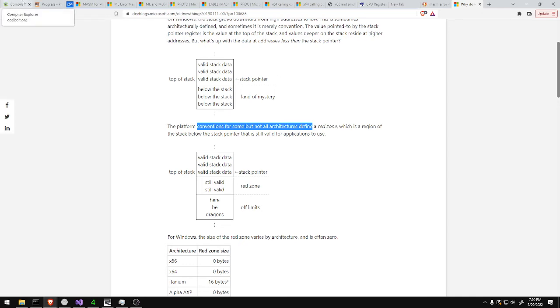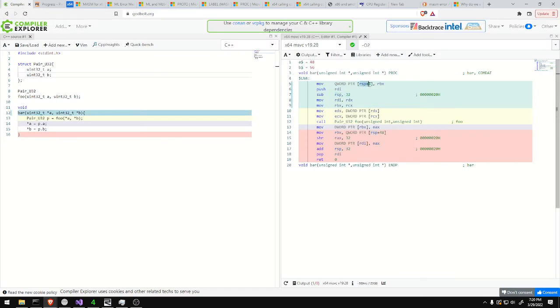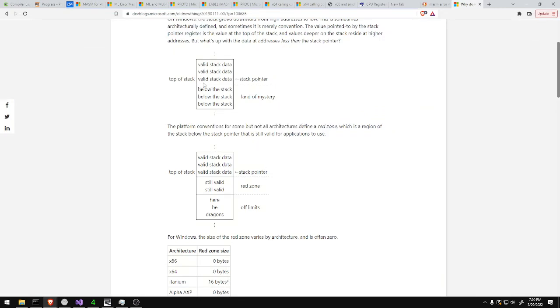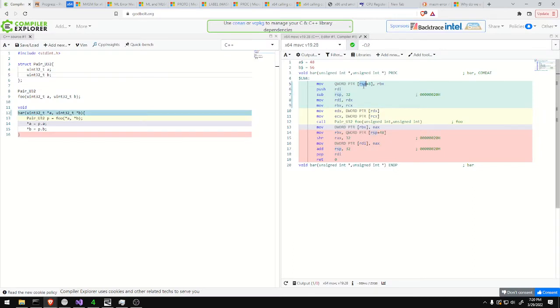Oh, I see. So this is RSP plus 8, not minus 8. And that's... Wait, no. That's still not below... How is this? If this is the stack pointer, below the stack pointer would mean that you subtract to get to it. But this is RSP plus 8, like it's all stuff already on the stack.